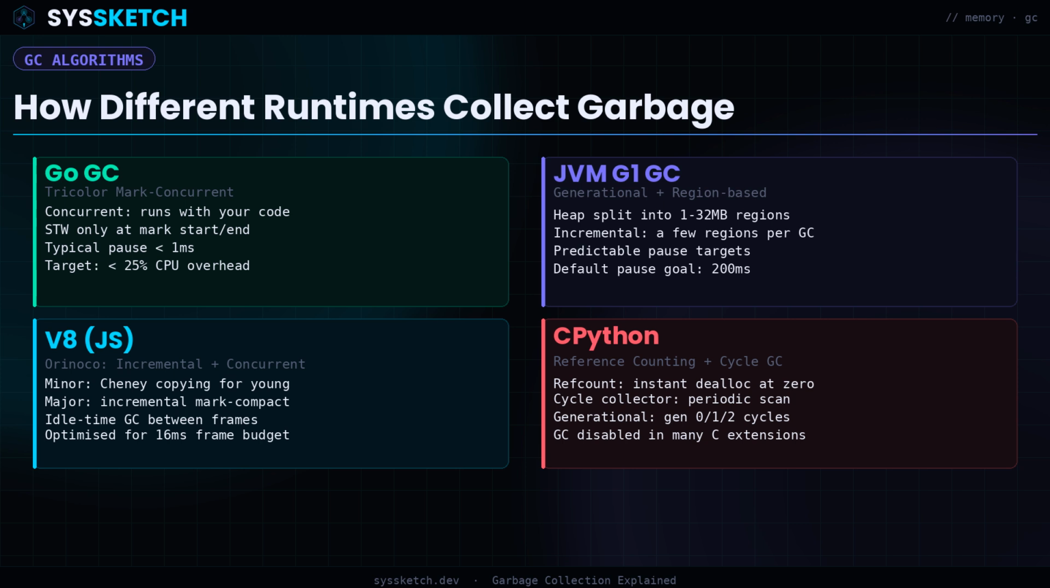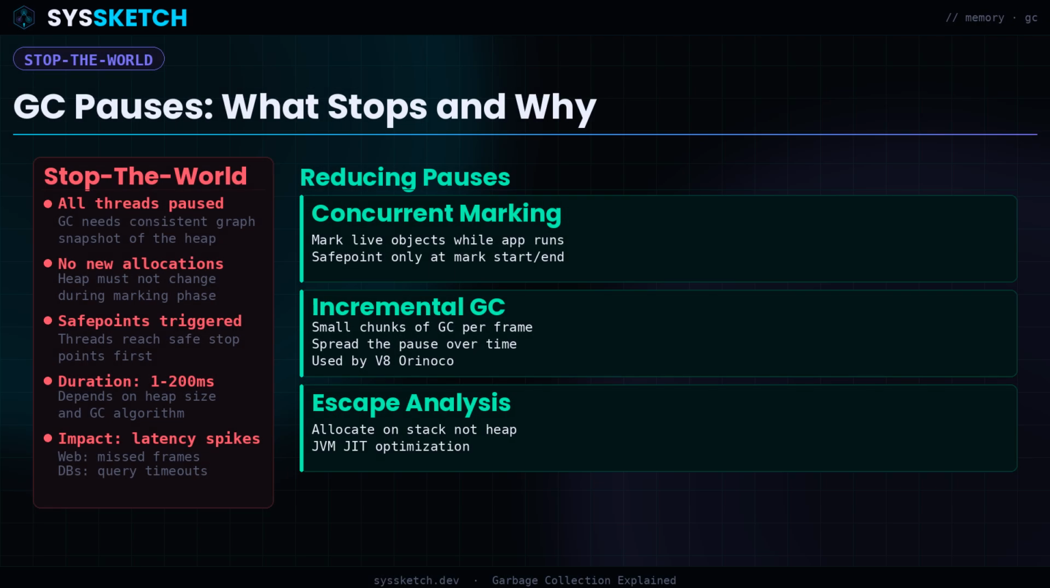Every garbage collector occasionally needs to stop the world. A stop-the-world pause means all application threads are halted while the GC works. This is necessary because the GC needs a consistent snapshot of the heap. If your application is mutating object references while the collector is tracing them, it could miss live objects and free memory that is still in use, causing corruption or crashes. During a stop-the-world pause, threads reach what are called safe points, predetermined locations in the compiled code where it is safe to suspend execution. Pause durations range from under 1 millisecond in modern concurrent collectors like Go's GC and ZGC to hundreds of milliseconds in older or poorly configured setups.